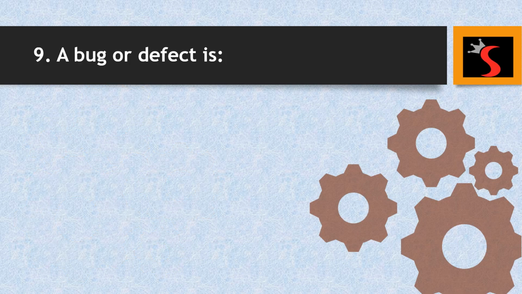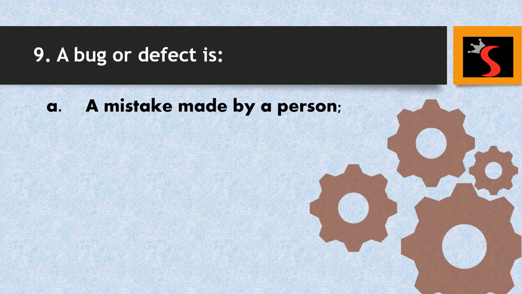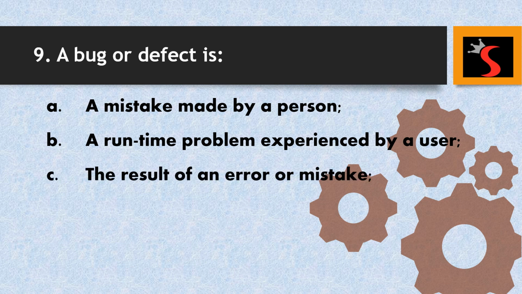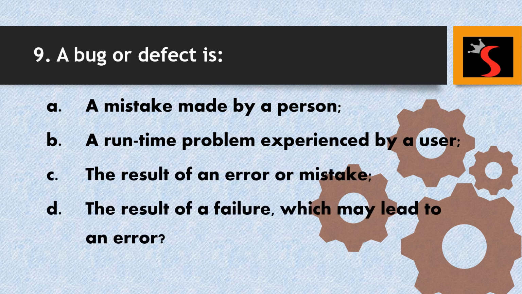Question 9. A bug or defect is A. A mistake made by a person. B. A runtime problem experienced by a user. C. The result of an error or mistake. Or D. The result of a failure which may lead to an error.